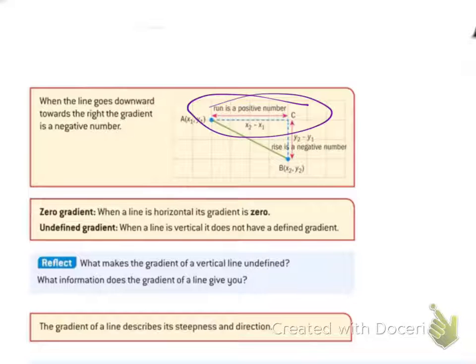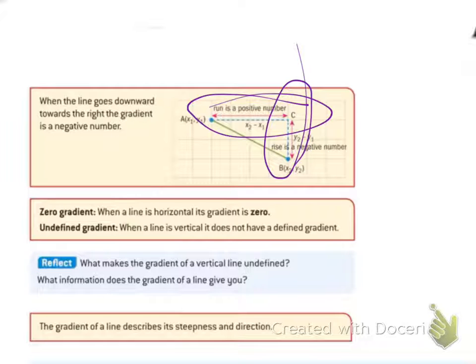But then we also have undefined gradient when the vertical line does not go left or right. It doesn't have a gradient at all. And remember, that is our vertical lines. Because you may have a rise of going up 5, but since there's no run, the numbers are the same. So 2 minus 2 is 0. And you can't divide by 0. So therefore, it's undefined. So, actually, I just answered the reflect questions down there.